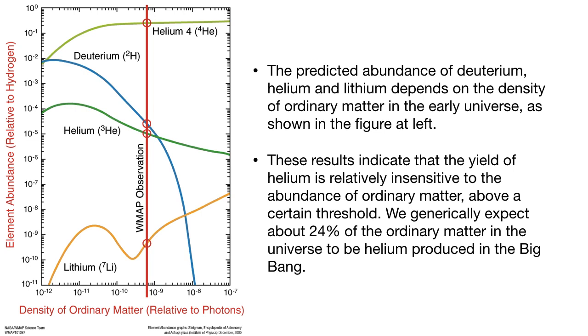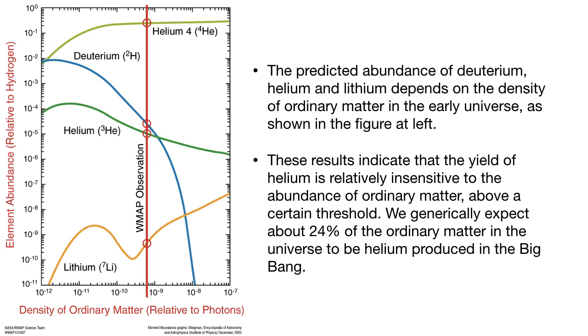So this is the ratio of what we would expect under different conditions of the relative density of proton and matter. This result shows that about 24% of the matter produced will be helium, as predicted here.